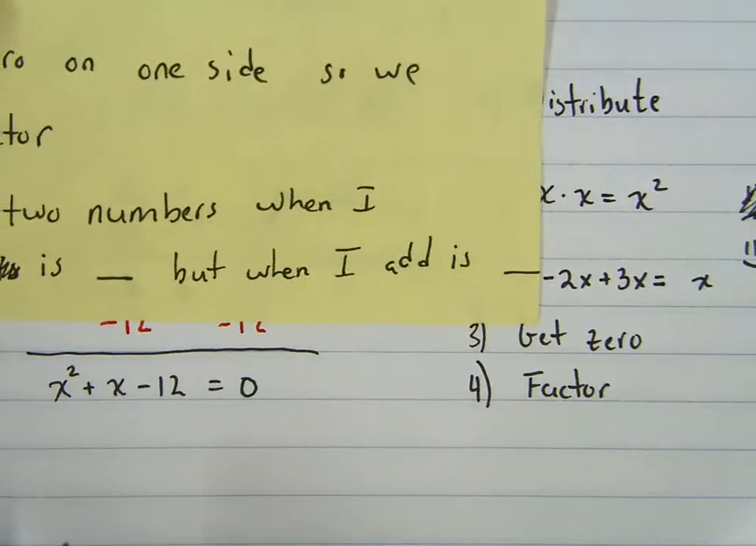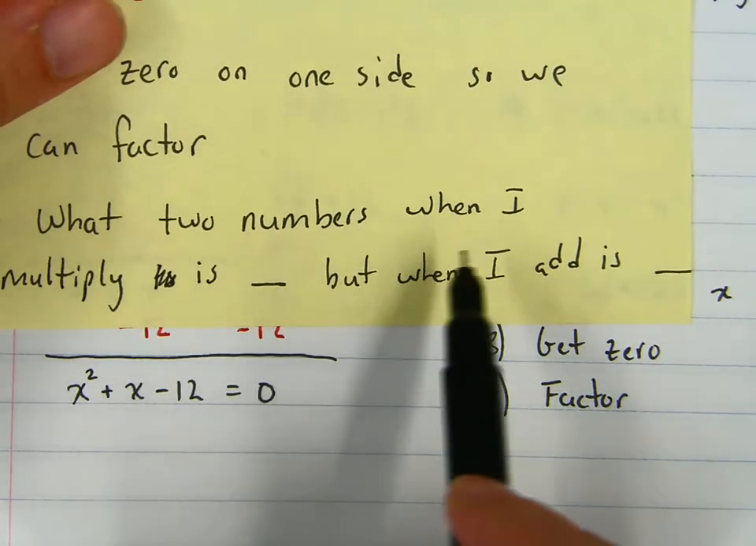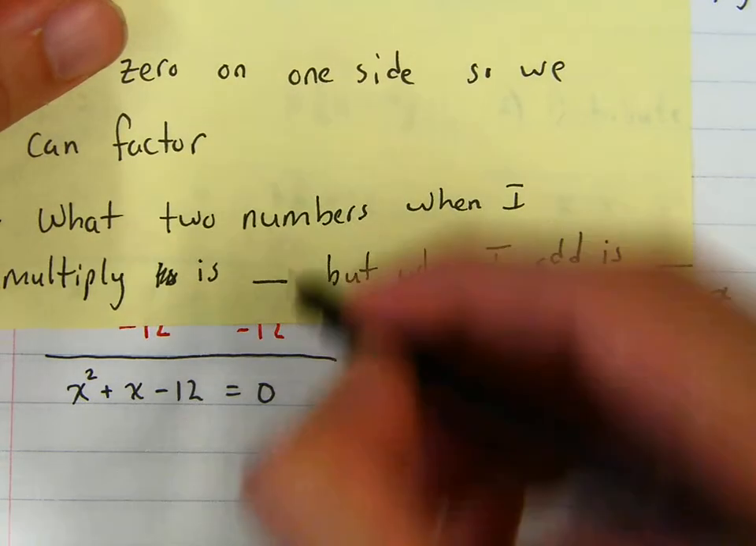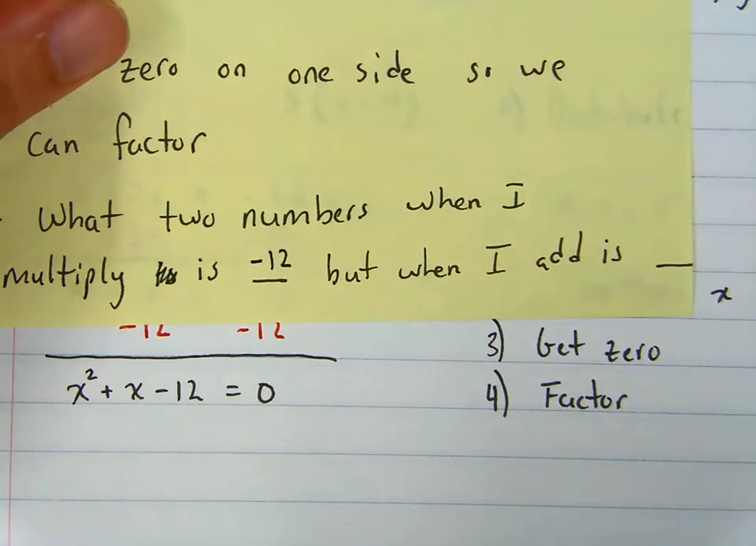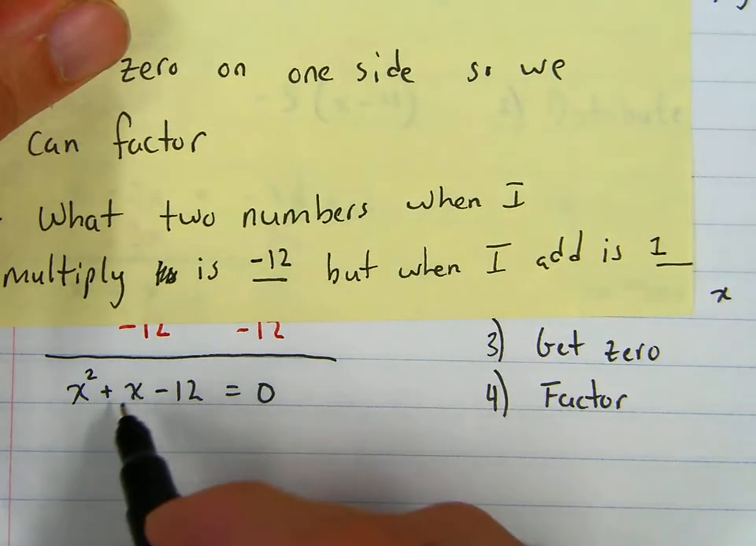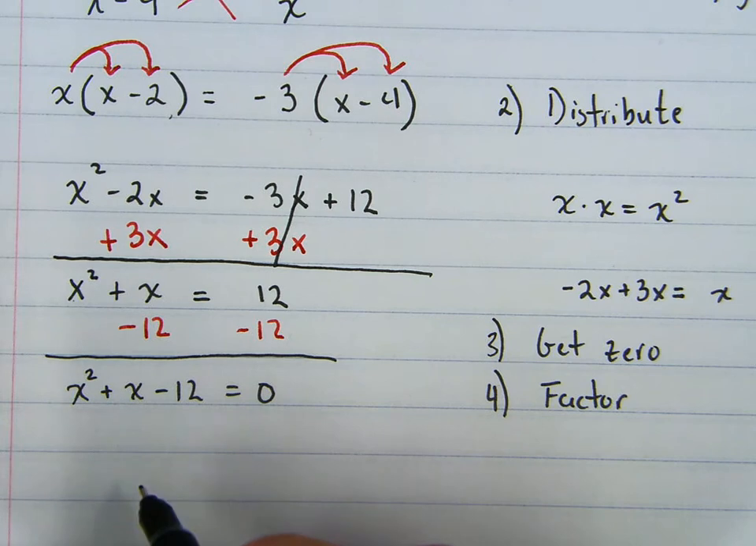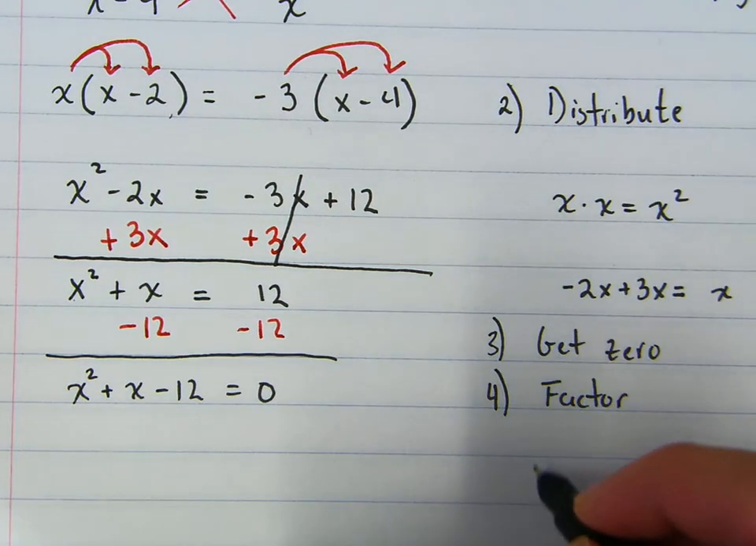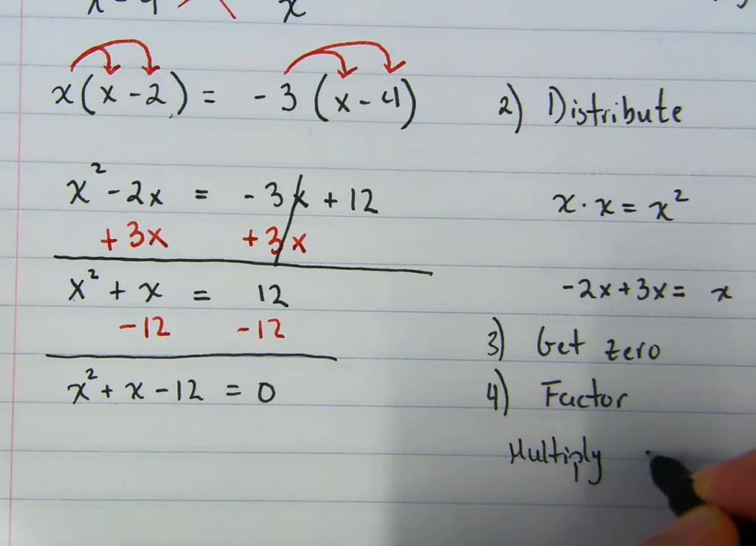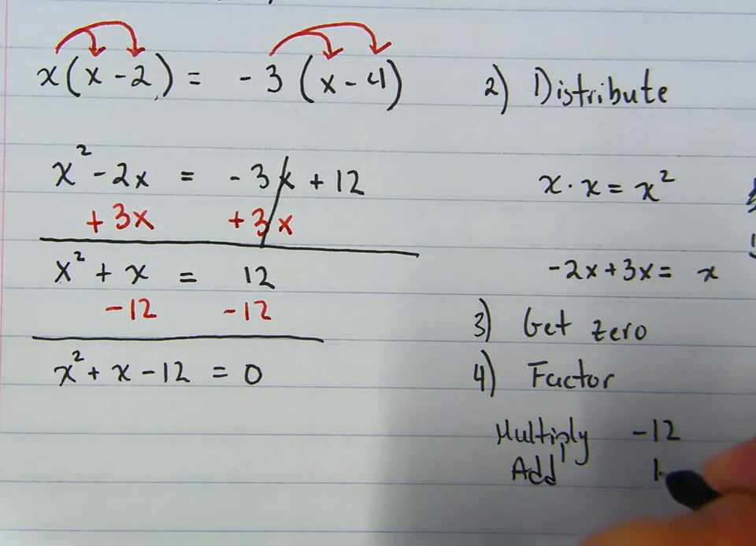What two numbers, when I multiply, give negative 12, but when I add, give positive 1, right? Because the coefficient of this x over here is positive 1. So that's what I want you to do. I want you to think about it. Give me two numbers. You multiply to negative 12, but you add to positive 1.